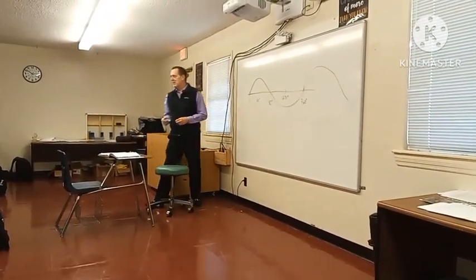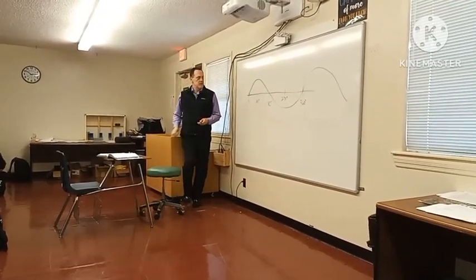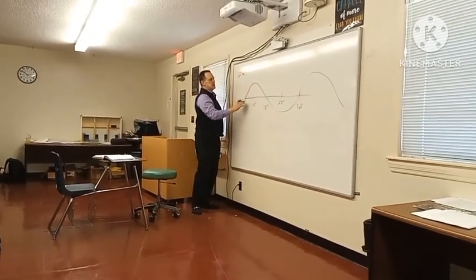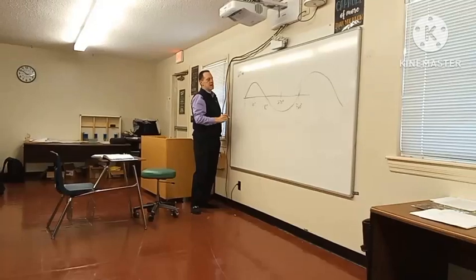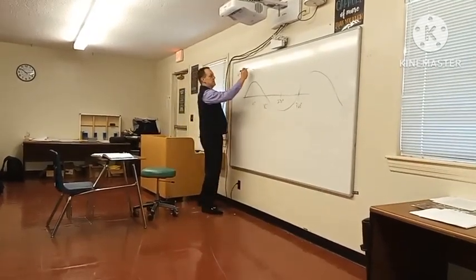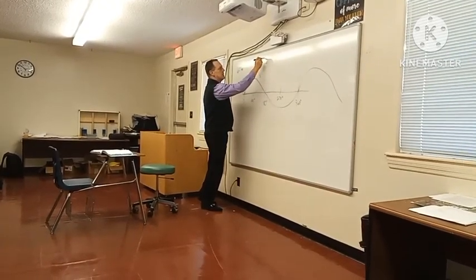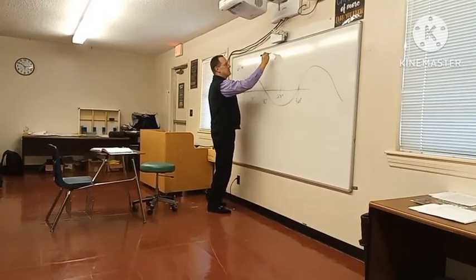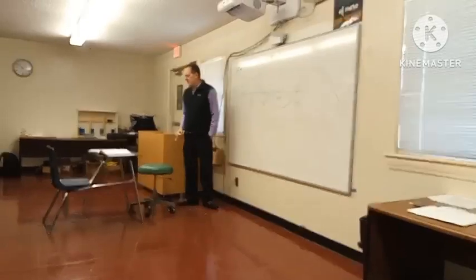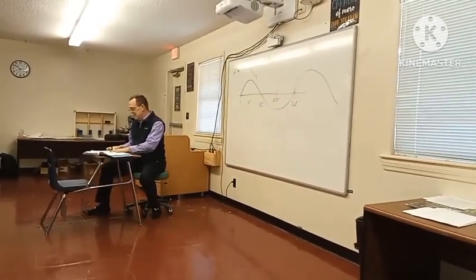So in the U.S., who remembers what I told you our most common frequency is in the United States? 60 hertz. So 60 hertz means that this is happening how many times per second? 60 times per second, right? So that means you have 60 cycles per second.